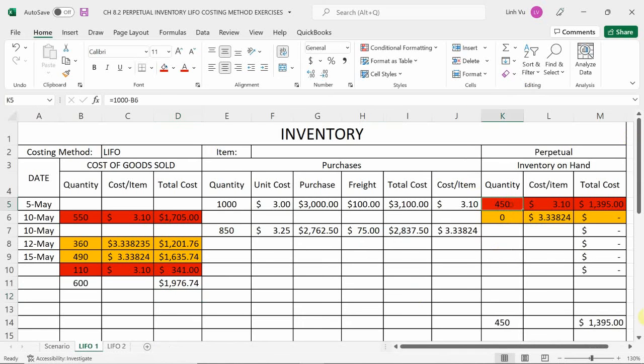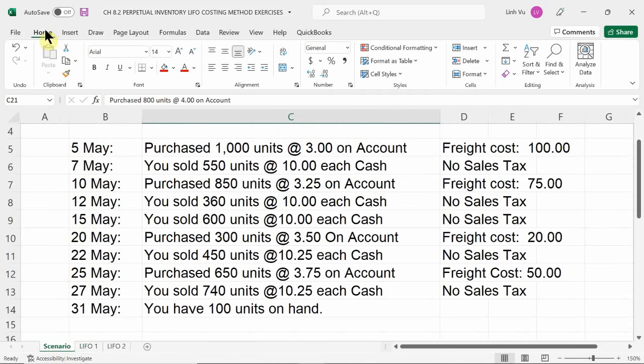So in this case, 450 minus 110 will give me 340 times $3.10, which will give you 1054 even. All right. So let's see what happened next.